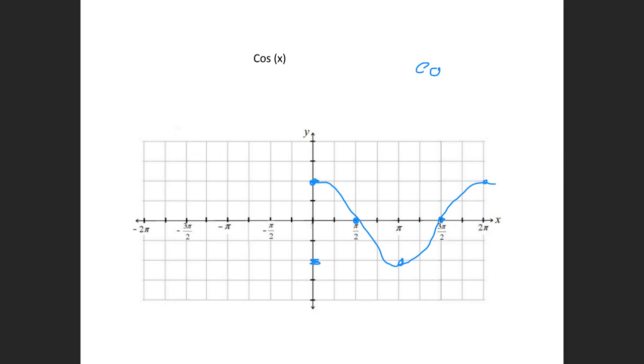So what is the cosine of 0 degrees? Just by looking at the cosine graph. 1. What is the cosine of 180 degrees? No, it has to be between -1 and 1. 180 degrees is pi, so it's -1, right? It's -1. So those are two graphs that you need to know.